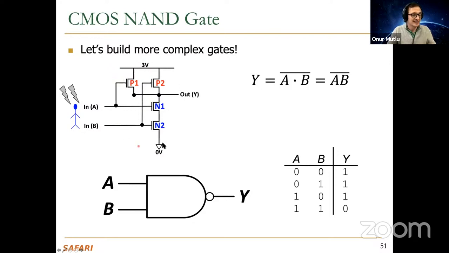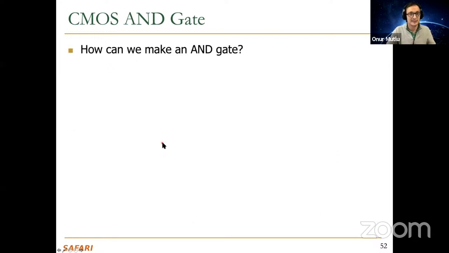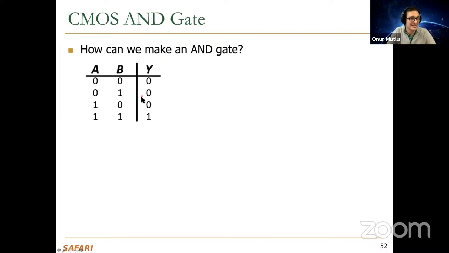We start with a NAND and then we invert that NAND. So basically, how can we make an AND gate? This is the truth table of AND. And hopefully, this is obvious, right? Y should be true only if A and B are true. And that's the truth table, as you can see over here.